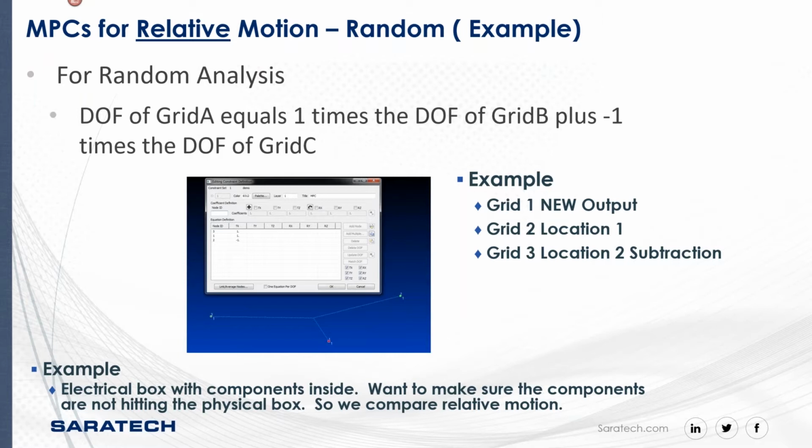So in my example, grid point 1 is in the middle here, is my new output. It's just a node that's located in space that's not relative. It's a new node, so it's not attached to the structure, I guess we'll say that. Grid point 2 is location 1, and grid point 3 is location 2 as a subtraction. So I'm going to find out the relative displacement between node 3 and 2.